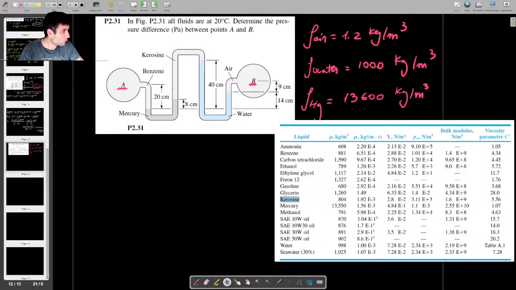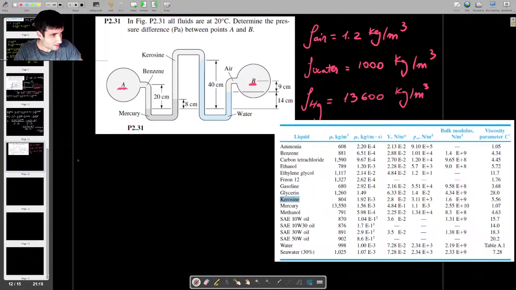Okay, let me go back to the question in the meantime, and then we can continue. So this is question 231. Okay, cool. Benzene is 876. Oh, thanks for looking it up, Yadav. That's very nice of you.